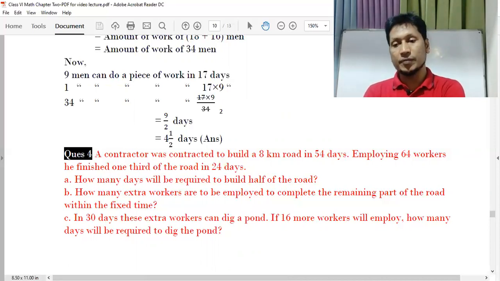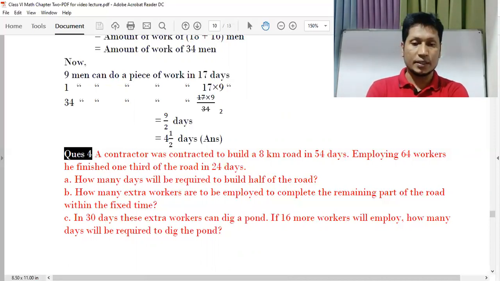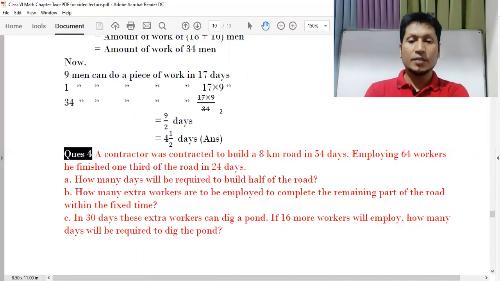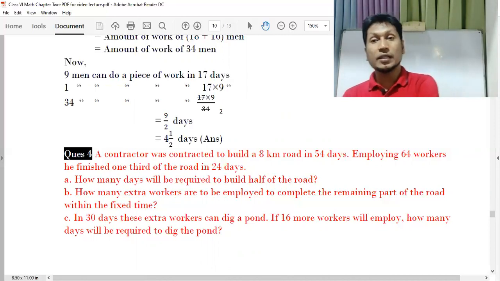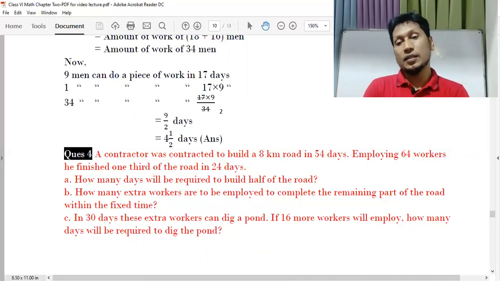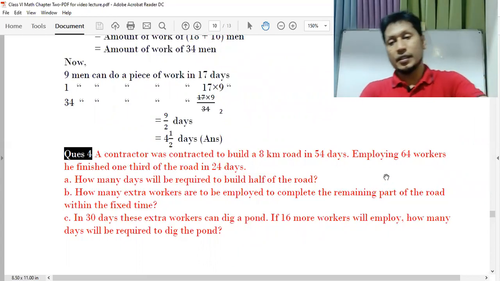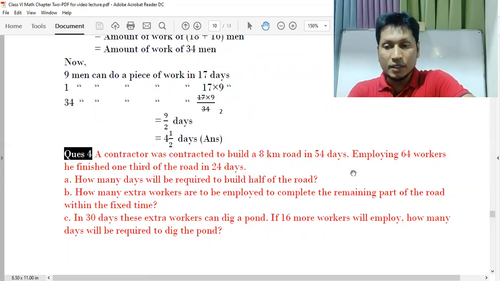And he employed 64 workers, but he could finish 1/3 of the work. That is, 1/3 of the route was finished in 24 days. Okay, this is the stem. Again, I am telling you that the total length of the route was 8 kilometer, and the total days was 54 days. And after engaging 64 workers, it was seen that 1/3 of the work was done in 24 days.